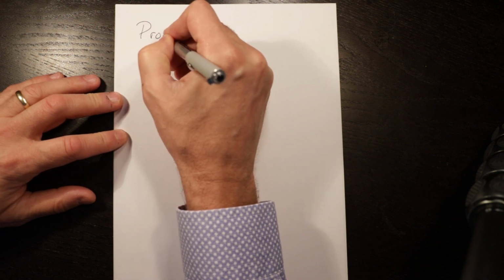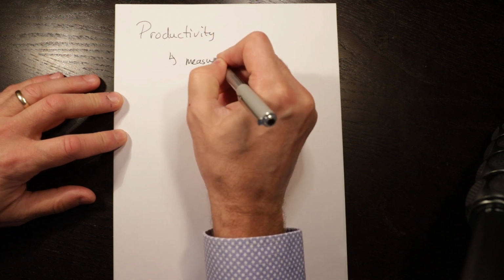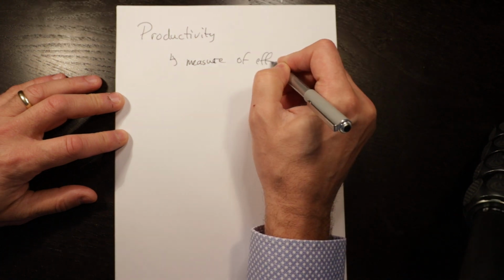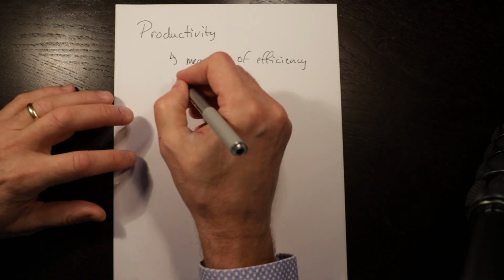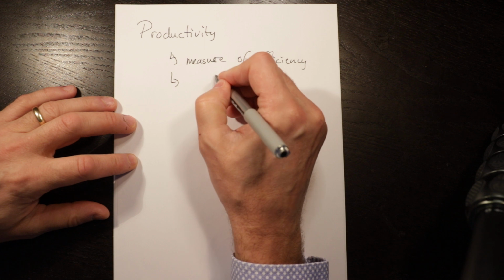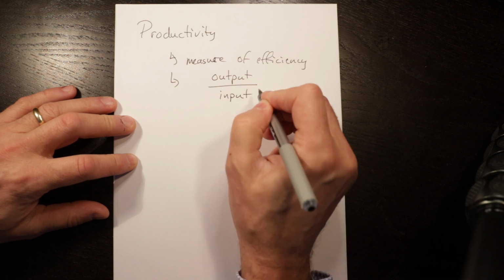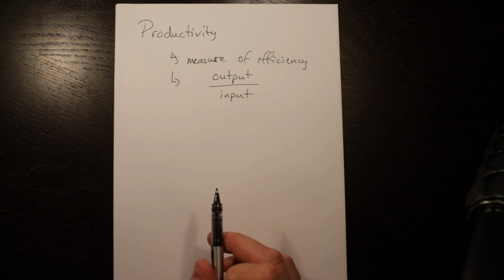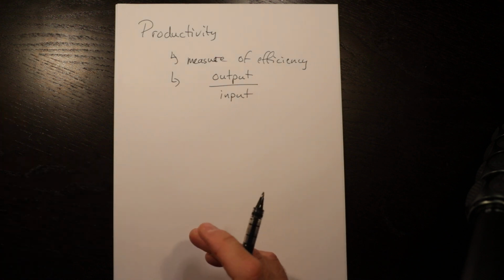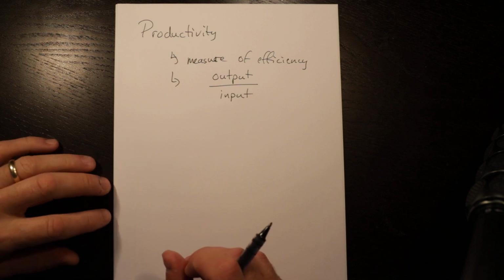So productivity, it's a measure of efficiency. It tells us how well we are converting factors of production into output. So in this circumstance, calculating productivity is output over input. So you get a measure of productivity that is units of output per unit of input. And the unit of input can be physical measures or it can be dollars. And we'll talk later about when you would use which.